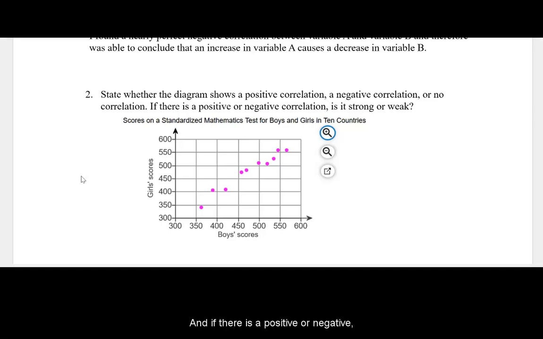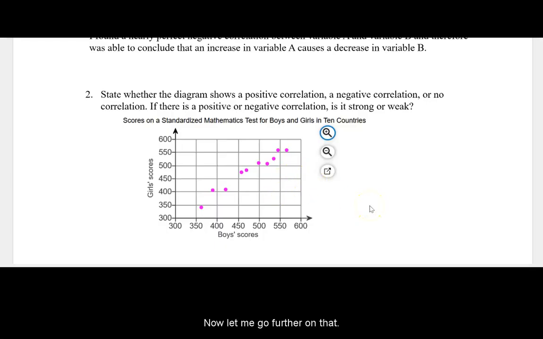And if there is a positive or negative, is it strong or weak? Again, you can pause at any time. I'm going to go right into the answer. Look at this. I could draw a nice, perfect straight line, and these dots are going to be very, very close to that. Very linear. Therefore, I would say that not only is this a positive correlation, but it's also a strong positive correlation because it's very much linear, like that little guided line we would draw would be pretty linear.